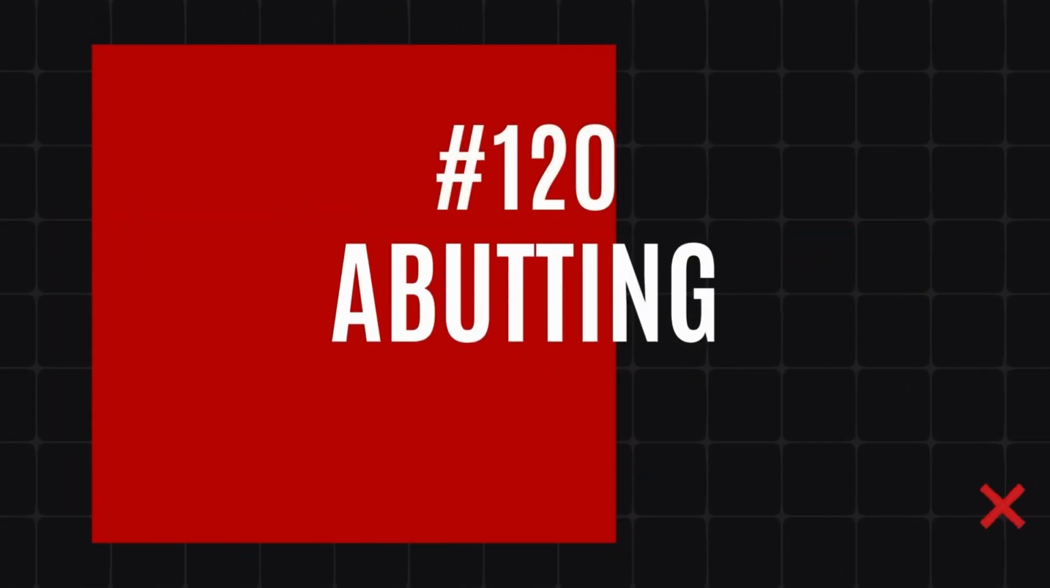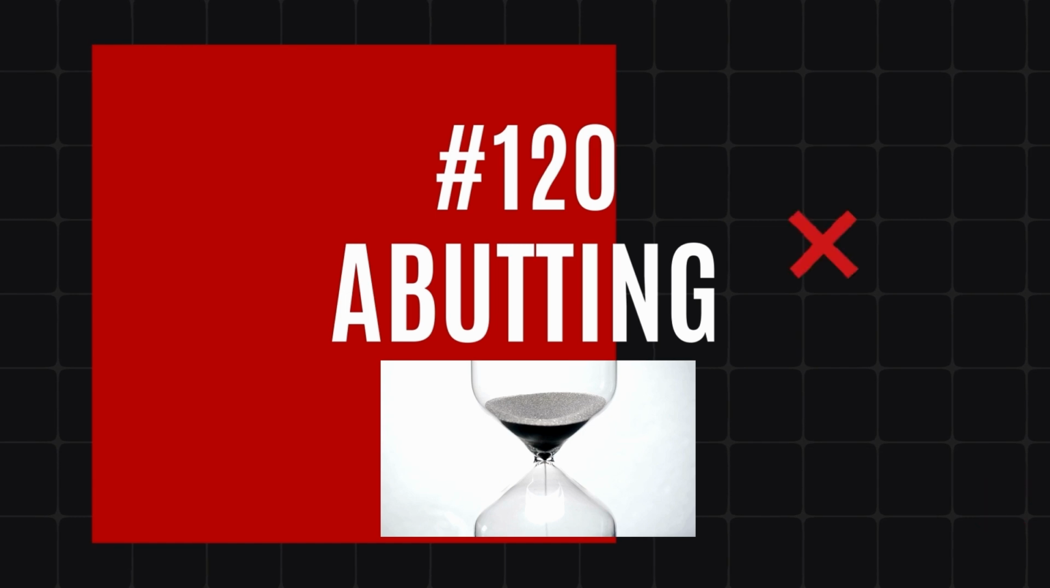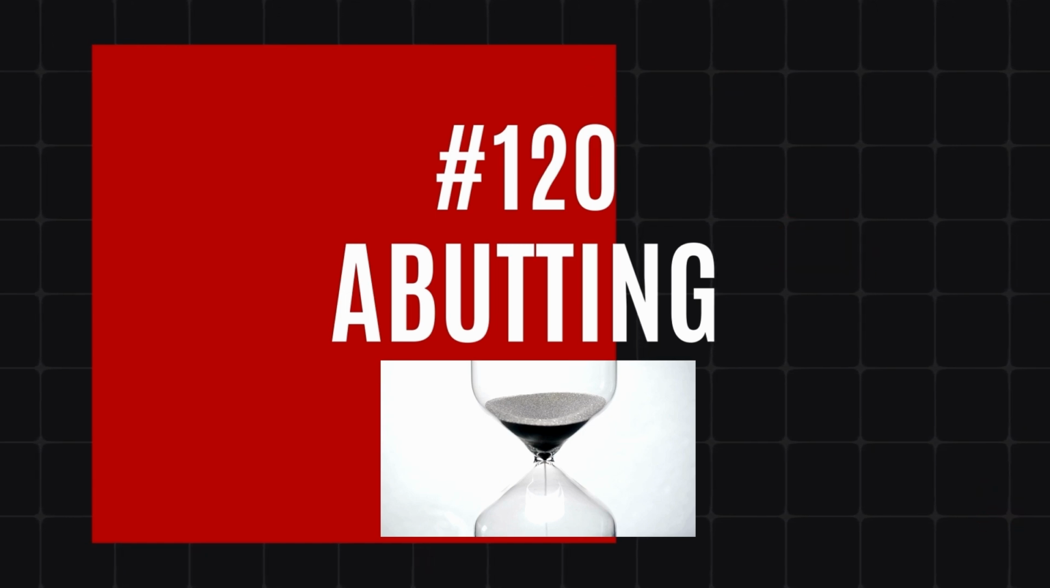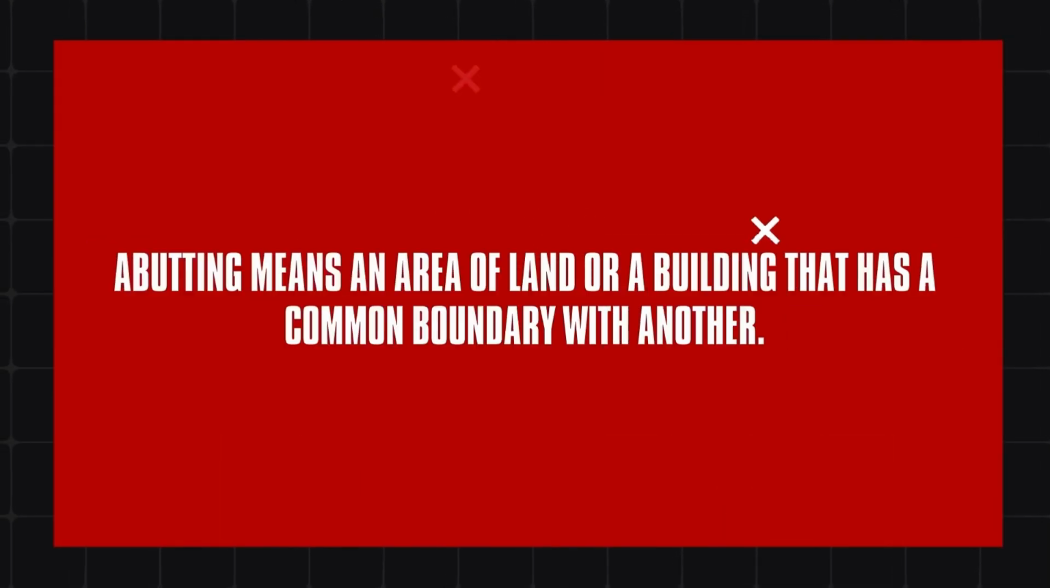Abutting. Ready, set, define. Abutting refers to properties or land areas that share a boundary, making them neighbors in the world of real estate. In simple terms, it's about being side by side.